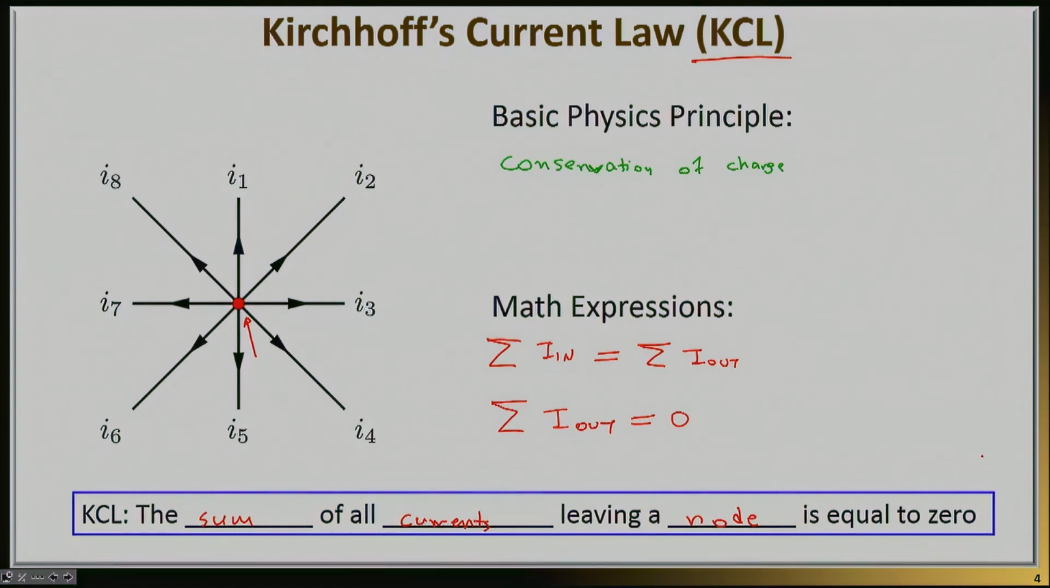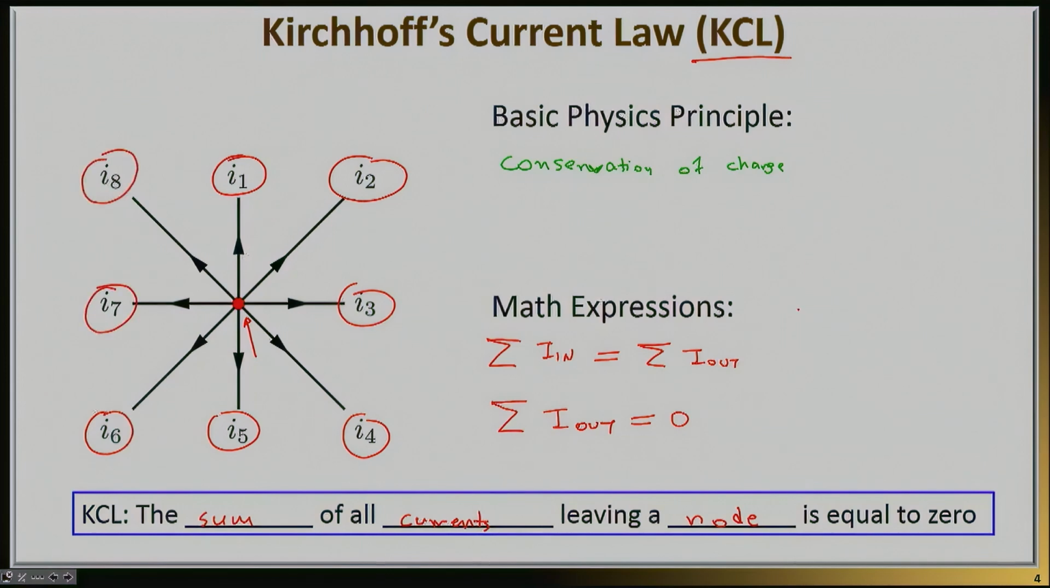In this example I'm showing you here, every single current is actually flowing out of this node. From I1 to I8, the arrows point outside of this node. So if I wanted to write the equation I wrote here in words, but in a math form, I would write that I1 plus I2 plus I3 plus all the way to I8 must be equal to 0. Now you might say, but why do you write it this way?